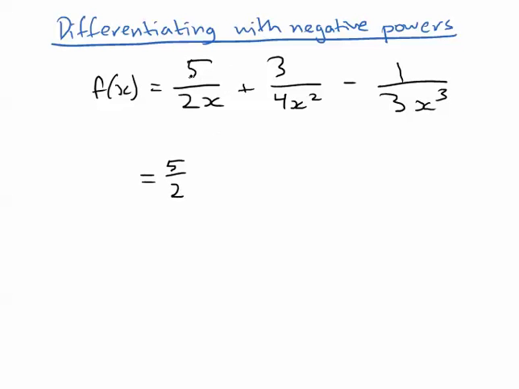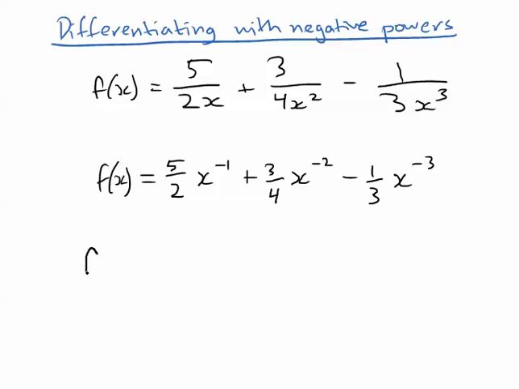So the first fraction was 5 over 2. So we got 5 over 2 x to the power of minus 1. And then here our fraction is 3/4. So 3/4 x to the power of negative 2. And finally the fraction here is just 1/3 x to the power of negative 3. So this is still f of x, because all we've done is we've simplified the function that we started with. And we're now going to differentiate.